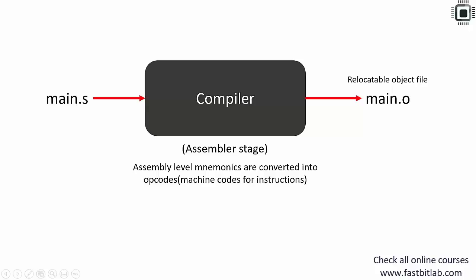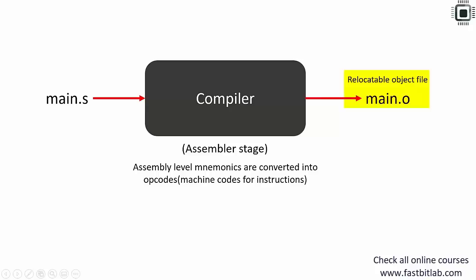In the assembler stage, the assembly level mnemonics are converted into opcodes. Opcodes are nothing but machine codes for various instructions. Because at the end of the day, the target or the processor understands numbers or machine codes. That's why the assembler converts the assembly level mnemonics into machine codes, and it creates an output file called a relocatable object file. If the input is main.s, then the output will be main.o. That's what we call a relocatable object file.